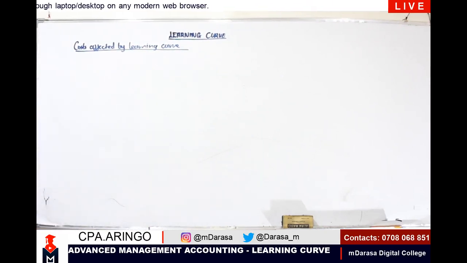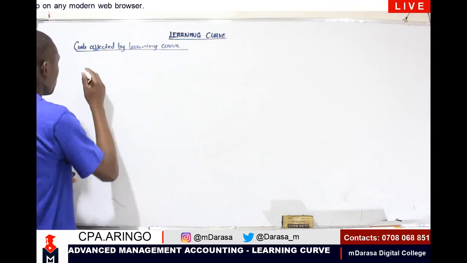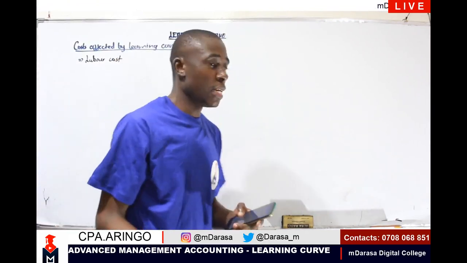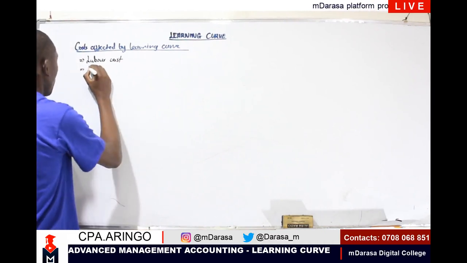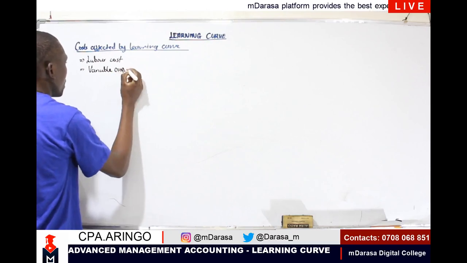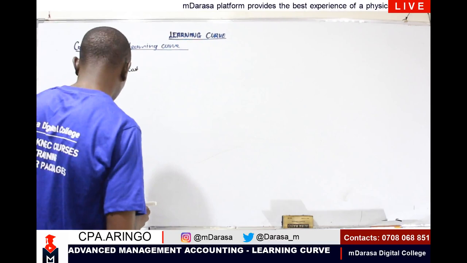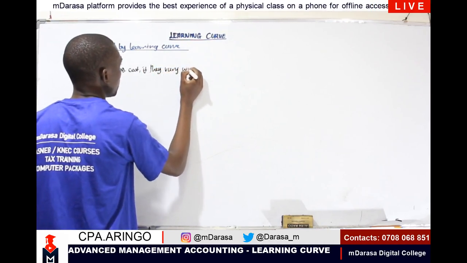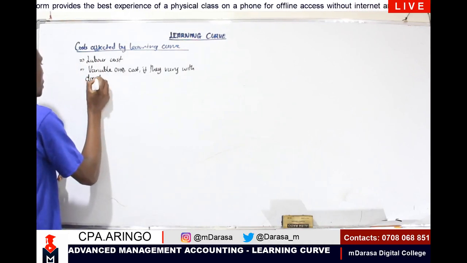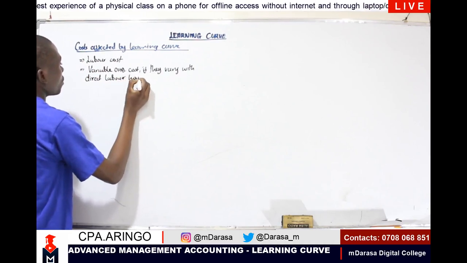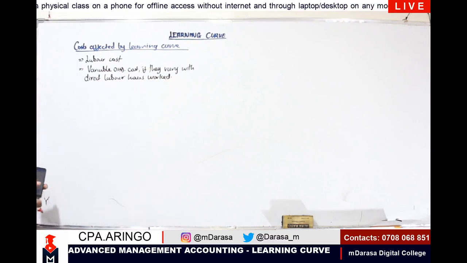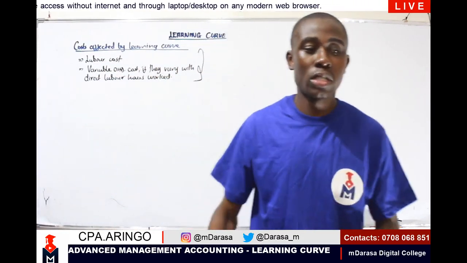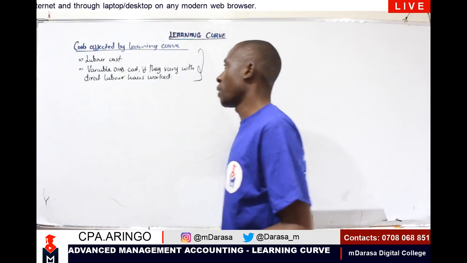So amongst these costs will include the following. Number one, as we mentioned, we'll be talking of labor cost, a very key cost that is going to be affected by the learning curve. Number two, we'll be talking of variable overhead costs, if they vary with direct labor hours worked. These are the main costs to be affected by the learning curve.